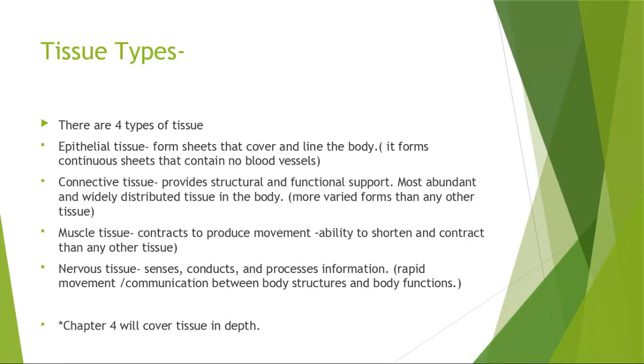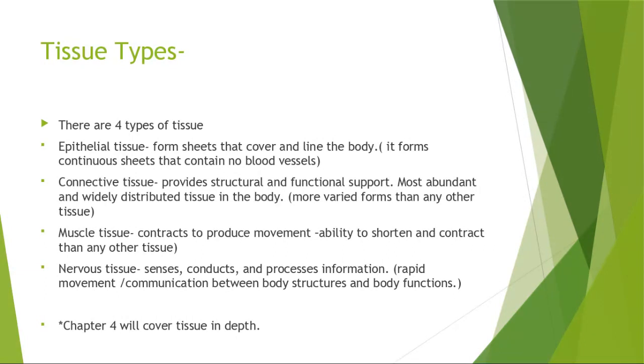There are 4 types of tissue. There's epithelial, connective, muscular, and nervous tissue. The epithelial tissue is the sheets that cover and line the body. It forms a continuous sheet that contains no blood vessels. Connective tissue provides structural and functional support. It is the most abundant and widely distributed tissue in the body, with more varied forms than any other tissue.